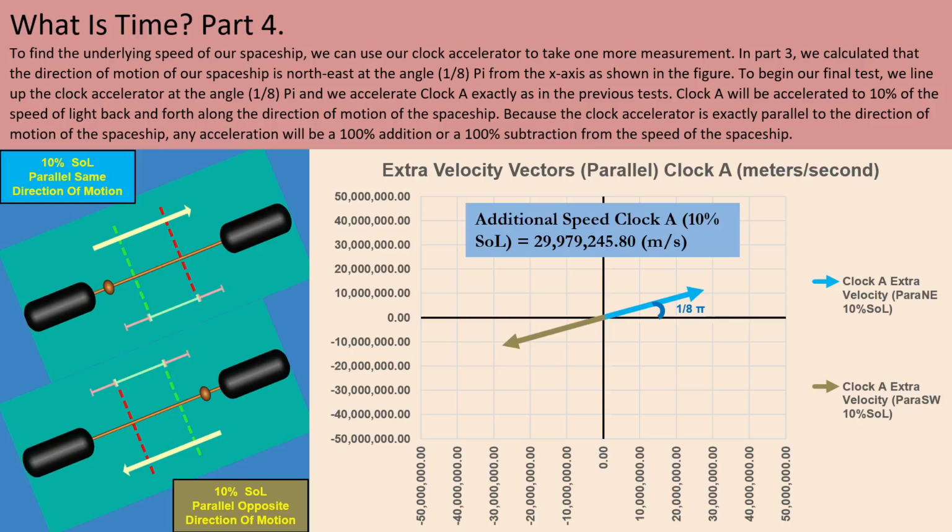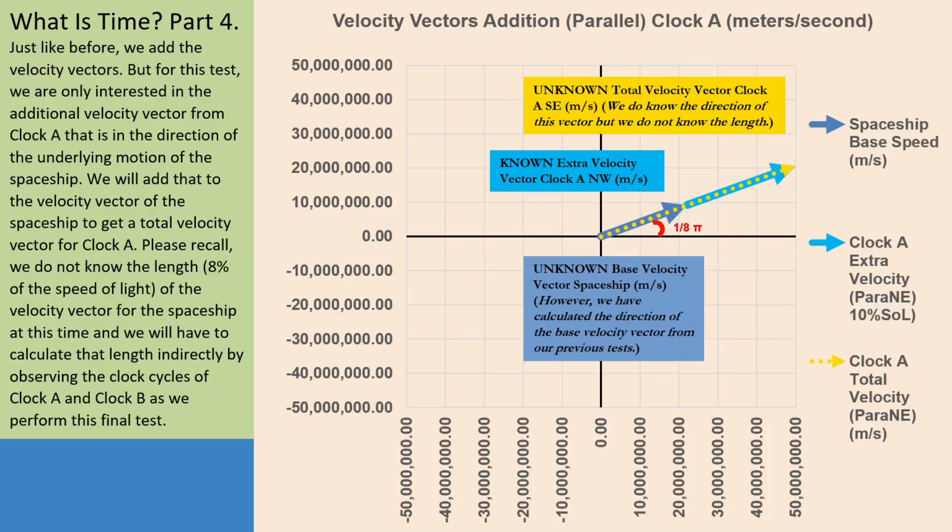of the spaceship. Because the clock accelerator is exactly parallel to the direction of motion of the spaceship, any acceleration will be a 100% addition or a 100% subtraction from the speed of the spaceship. Just like before, we add the velocity vectors. But for this test, we are only interested in the additional velocity vector from clock A that is in the direction of the underlying motion of the spaceship. We will add that to the velocity vector of the spaceship to get the total velocity vector for clock A.